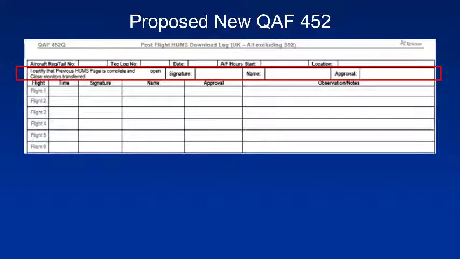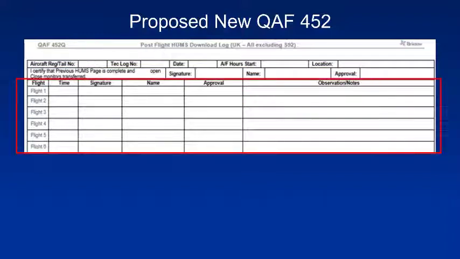The engineer must sign to indicate the previous day's card is now complete and that a numbered amount of current close monitors on that aircraft has been transferred to this form if appropriate. There is space just for a single day flying program. As before, you sign at each HUMS download for your review. This signature also certifies you have checked the close monitoring if appropriate.